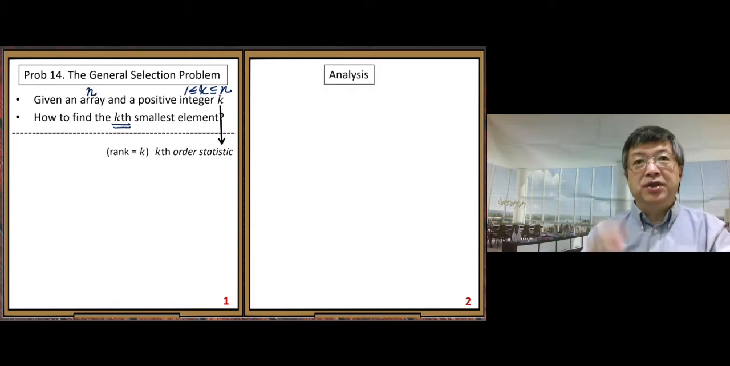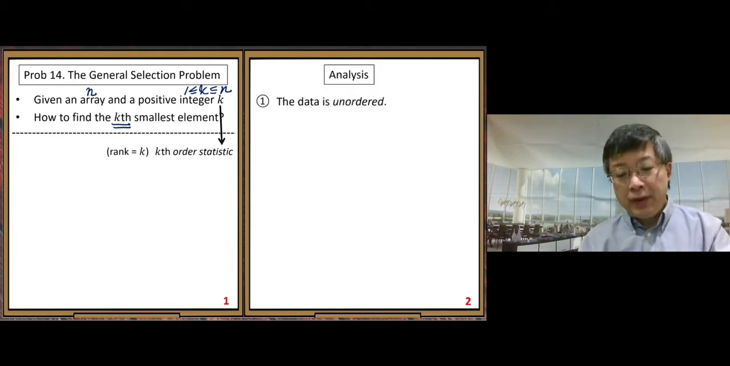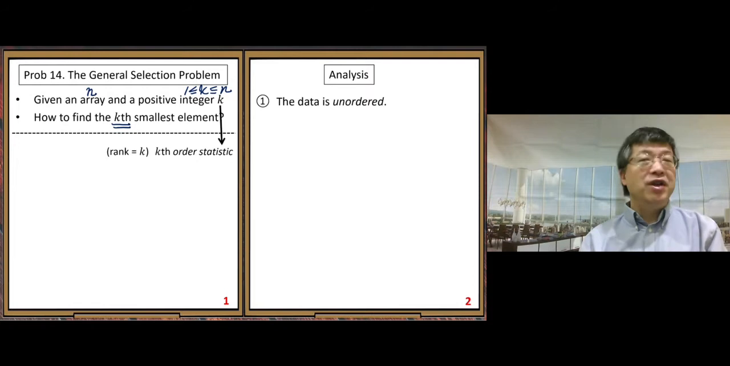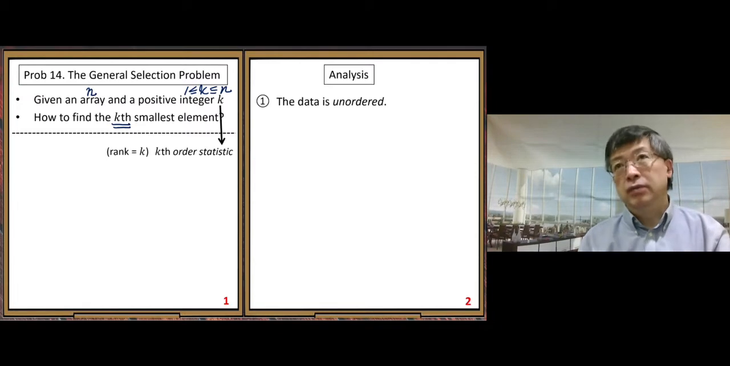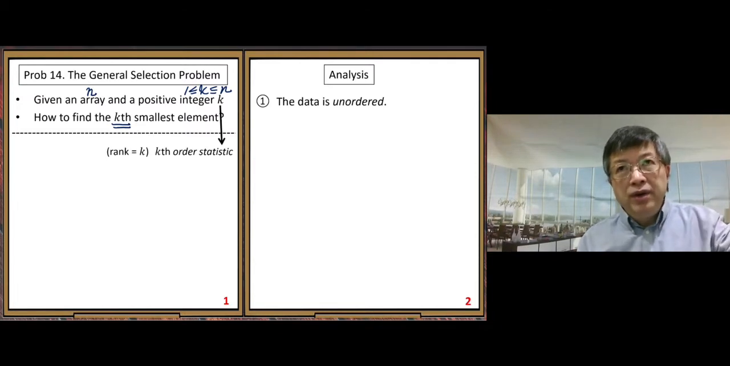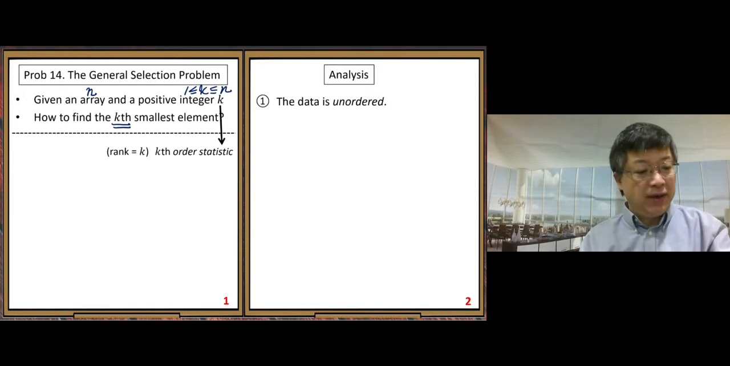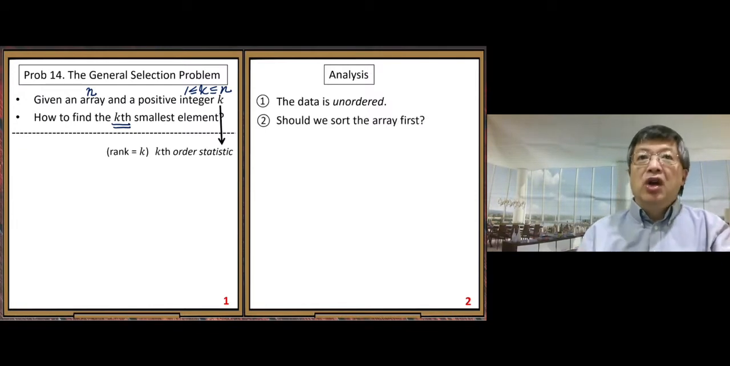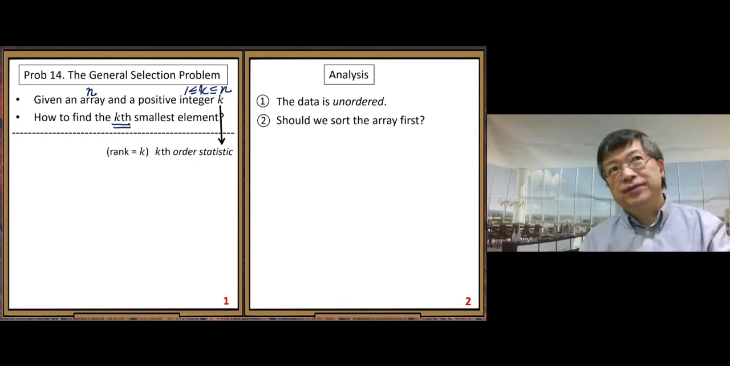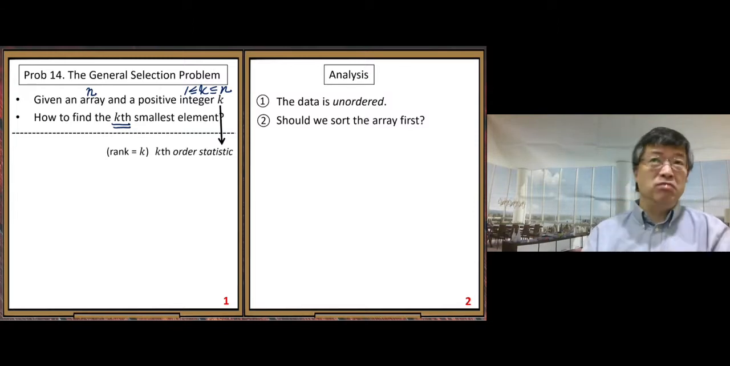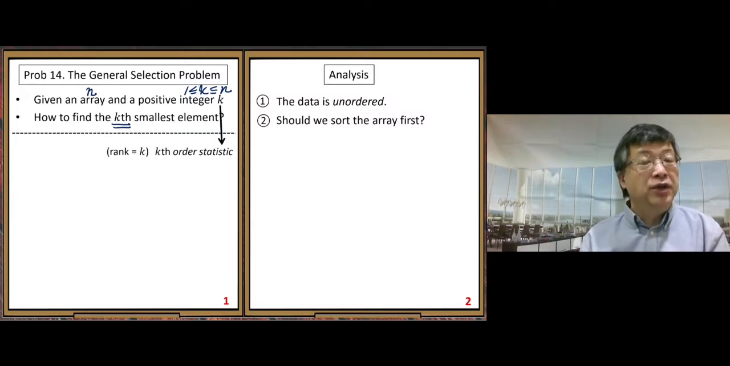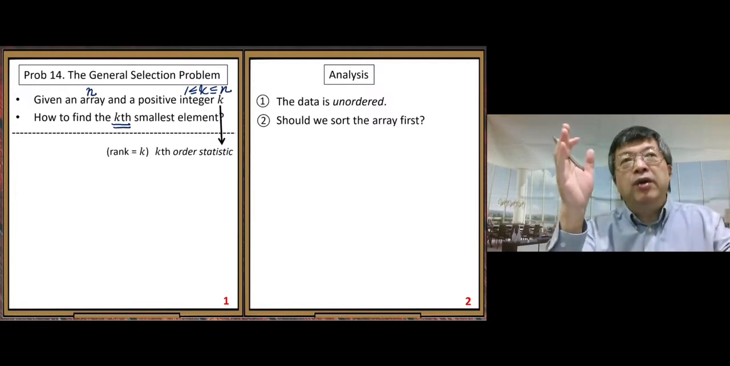All right. So now let's do some analysis. First, the data is given unordered. Otherwise, it's trivial, right? If the array is ordered, finding the kth smallest is trivial. But if it is unordered, then it is very challenging. Second question, should we sort the array first? Natural question. I mentioned it before. So you may wonder why we don't just sort it first. Actually, based on intuition, many students tend to sort the array first.